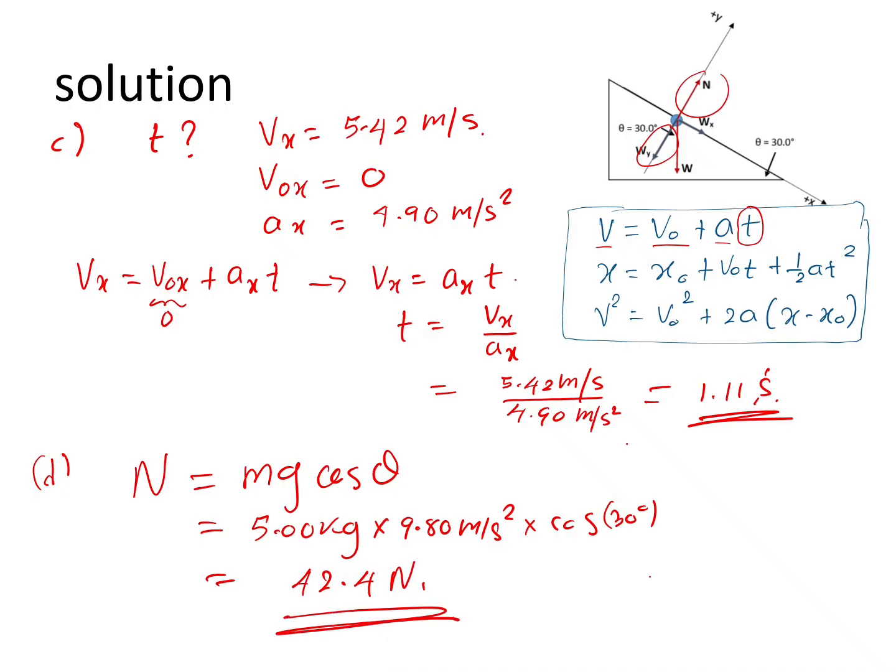The most important conceptual point is this: the component of gravity parallel to the incline causes the acceleration, while the component of gravity perpendicular to the incline is balanced by the normal force. Once you choose axes along and perpendicular to the ramp, the problem becomes much easier to solve.